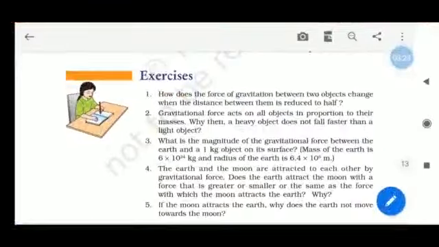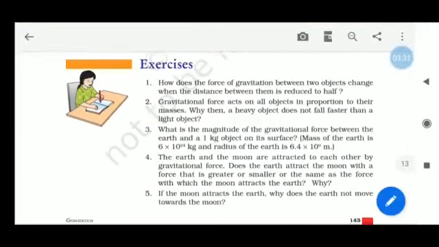Okay, so the second question, and all the theory questions, we will do later. Actually, we will solve the problems first.